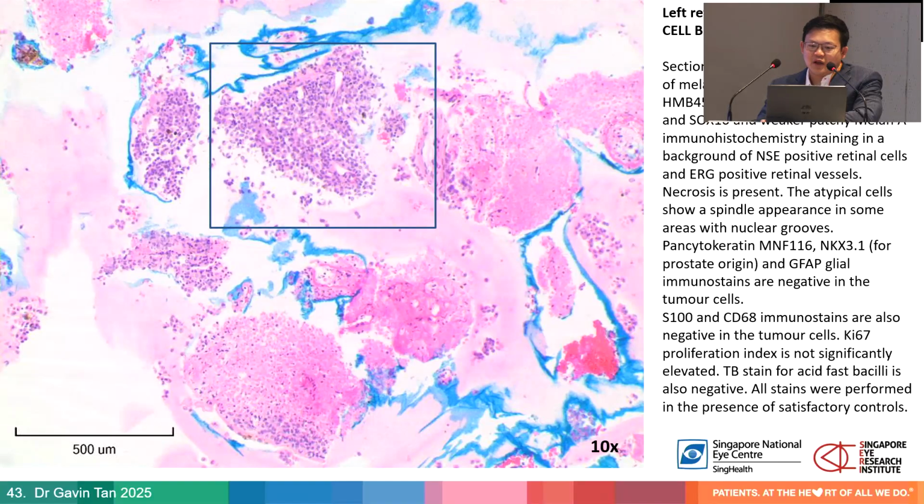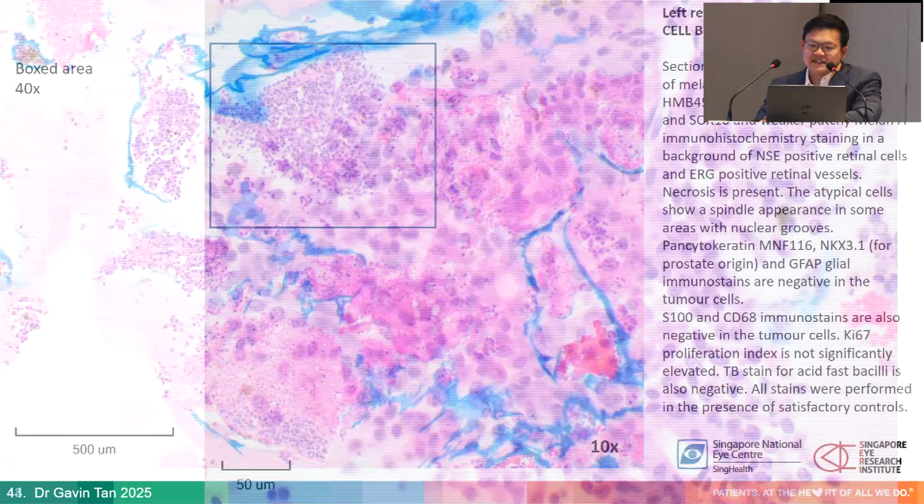This first block, I think, was from the deeper tissue, where it shows clusters of atypical cells of melanocytic origin. Most of the stains, S100, CD68, were negative. Ki67 proliferation index was really borderline. Our pathologist didn't really feel it was significantly raised. And just because of the QuantiFERON, we also stained for acid-fast bacilli, which was all negative.